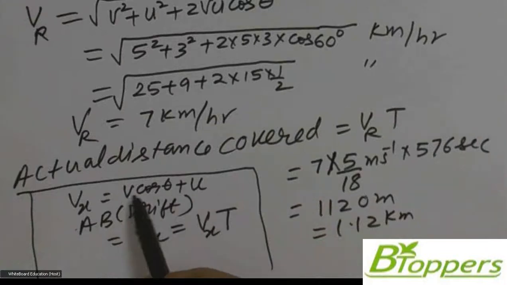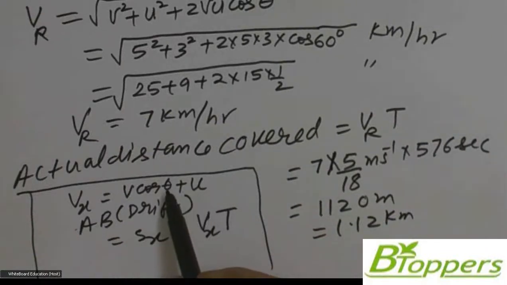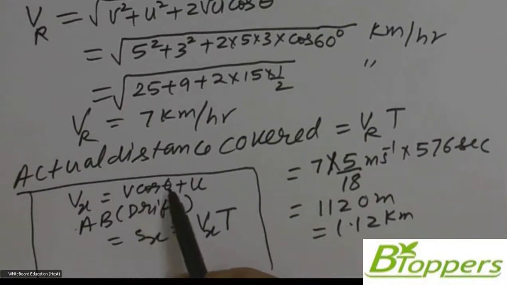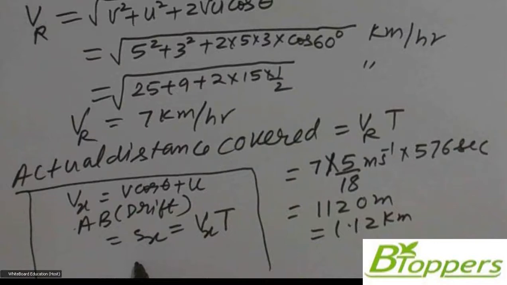This value you can find because V is given as 5 km per hour, U is given as 3 km per hour, theta is given as 60 degrees. You can substitute all these values and simplify that. Cos 60 degrees is 1 by 2. So this will be 5 by 2 plus 3, that is 3 plus 2.5, 5.5 kilometer per hour.